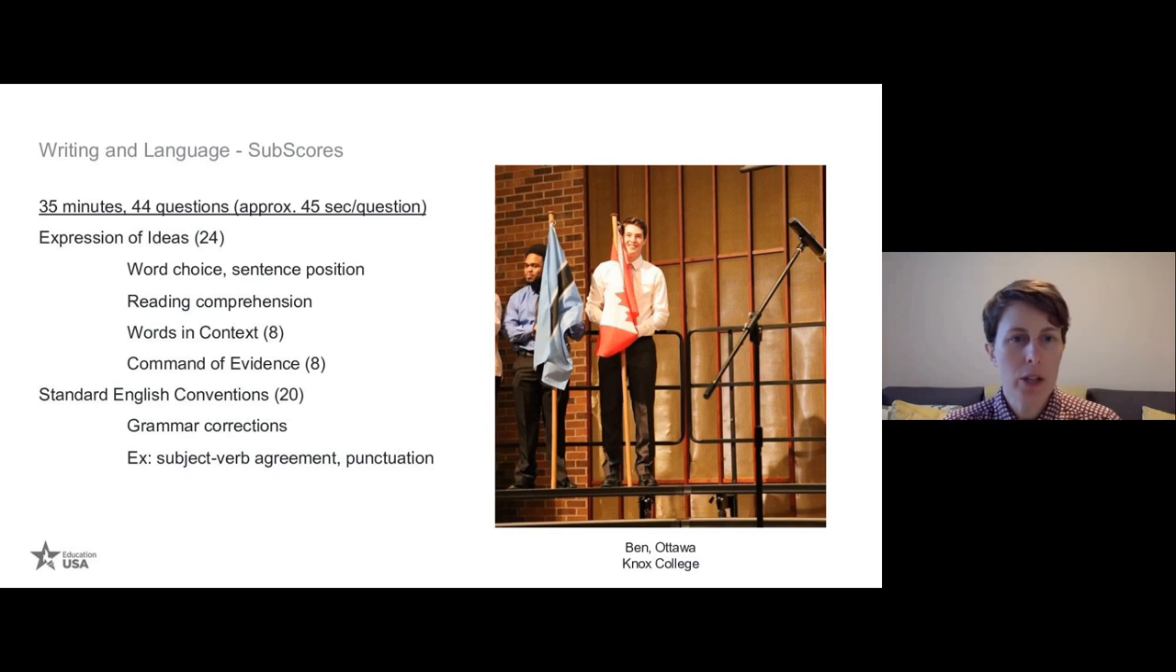The standard English conventions questions are more related to grammar corrections, and those are going to be things like subject-verb agreement or punctuation. The writing and language section is always 35 minutes, and with the 44 questions, it's about 45 seconds per question. So it's a pretty fast section overall, but you typically don't have to have the same level of understanding as you do during the reading comp section.